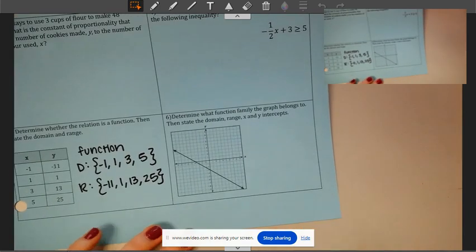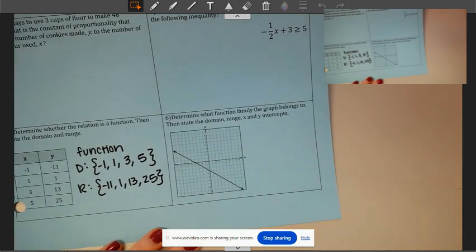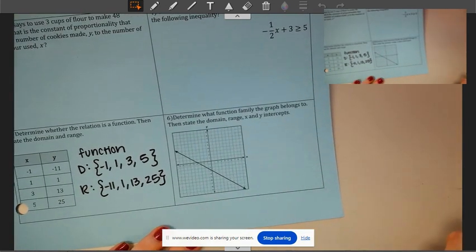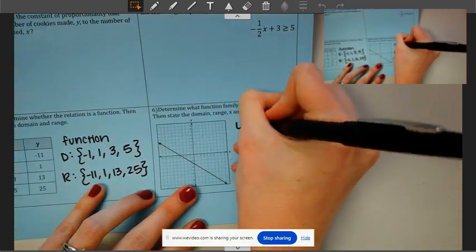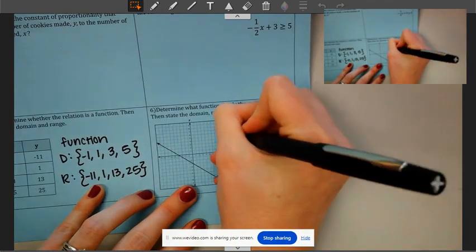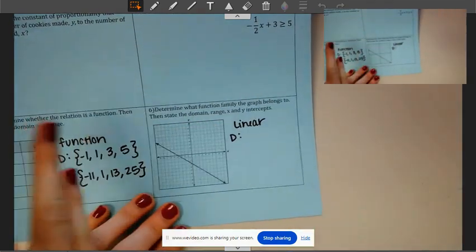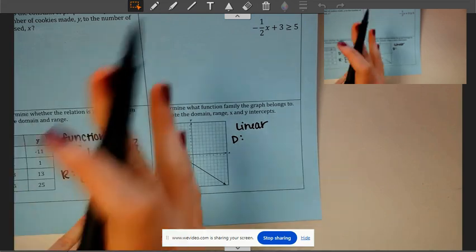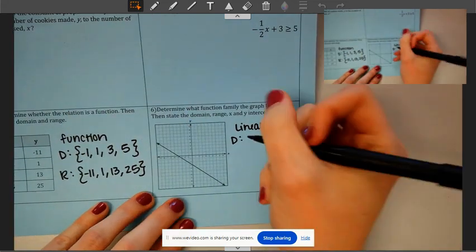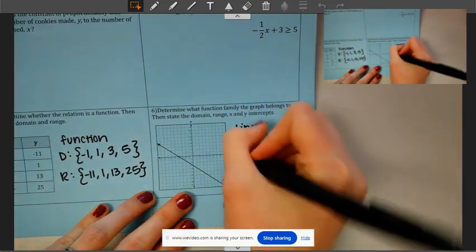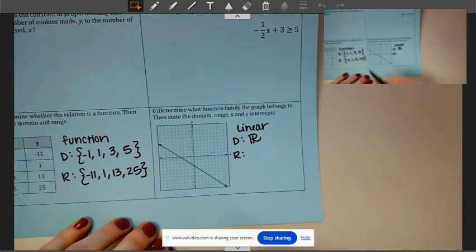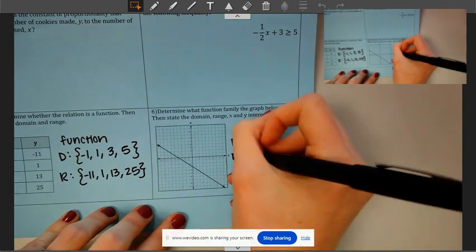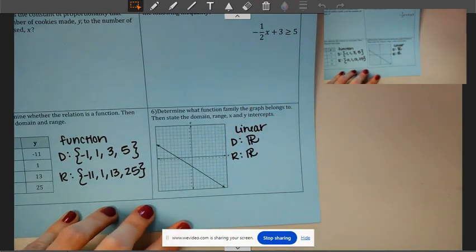Number 6 says determine what function family the graph belongs to, then state the domain, range, x, and y intercepts. Okay, so it is a straight line, so this is a linear function. The domain, well, that's in the x. If I push this graph out, it will go on forever for the x. If I push to the right, it'll go on forever, so the domain is all reals. The range, same thing. If I push up forever, it'll go on forever. If I push down forever, it'll keep going, so this is also all reals.